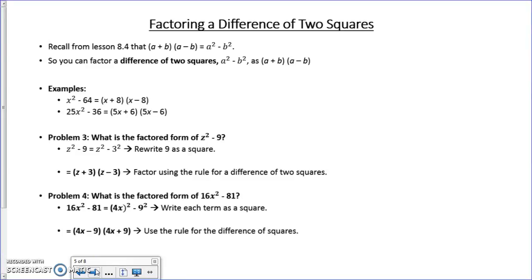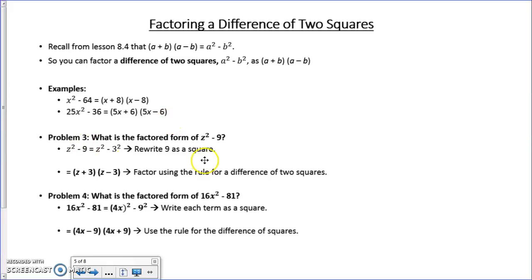Factoring a difference of two squares. Recall from lesson 8.4 that a plus b times a minus b is equal to a squared minus b squared. So you can factor a difference of two squares, a squared minus b squared, as a plus b times a minus b. Again, we're working backwards. Examples, x squared minus 64 is equal to x plus 8 times x minus 8. 25x squared minus 36 is equal to 5x plus 6 times 5x minus 6.